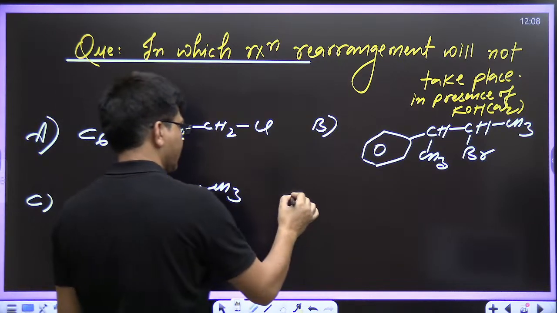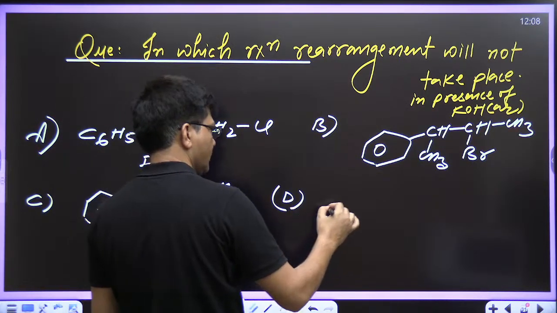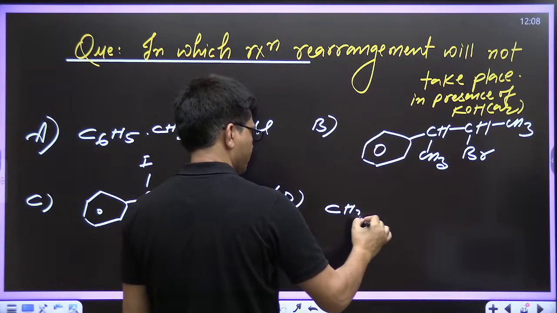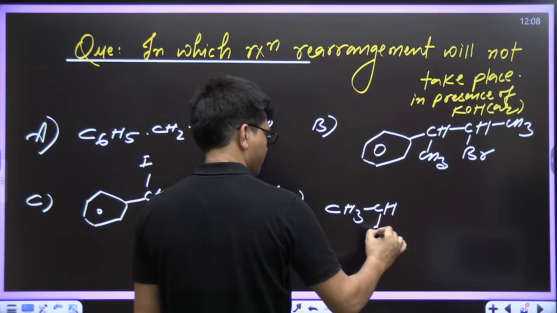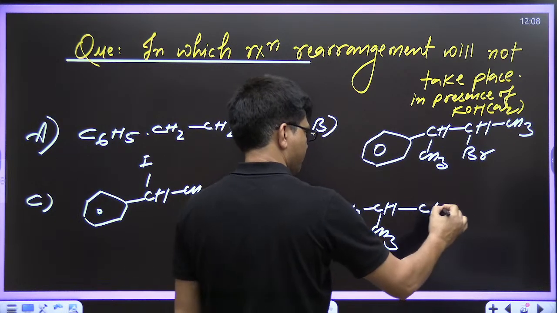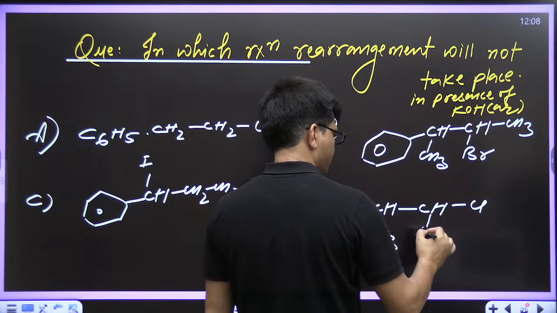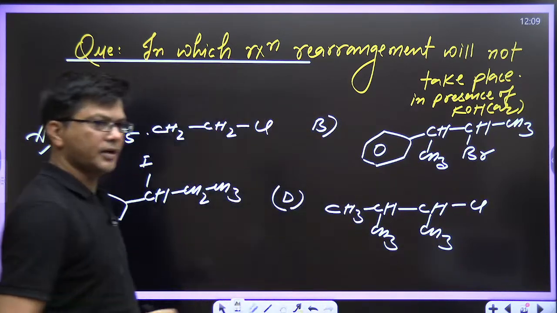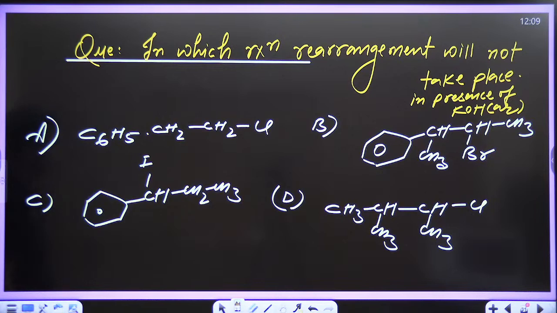And D option is like this. Now, what's your answer, kids? It's a lovely question, really lovely question. Do let me know what's the answer.